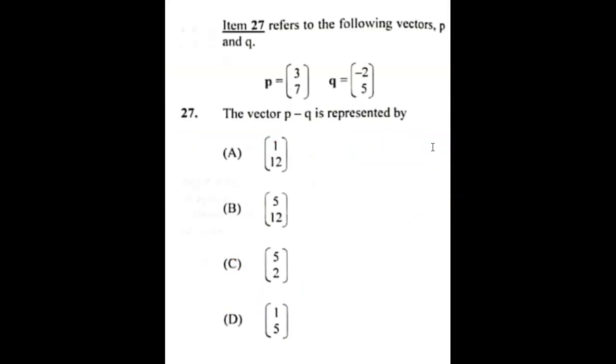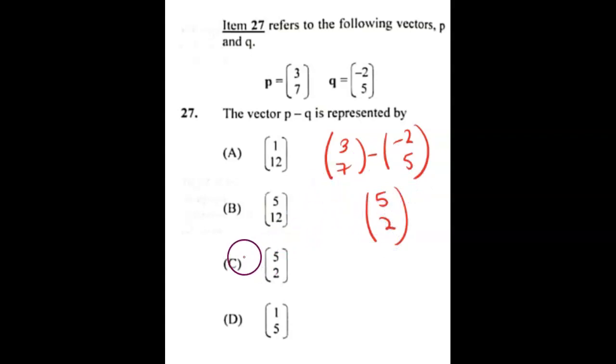Number 27 refers to vectors. P and Q are these two vectors respectively. What is P take away Q? Well, that will simply be 3, 7 minus 2, 5. So that will be 3 minus 2, which is 1, and 7 minus 5, which is 2. So 1, 2, the answer is C.